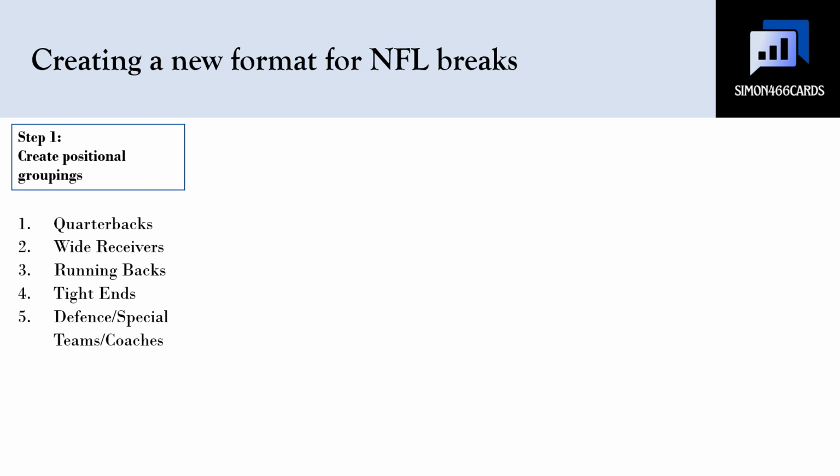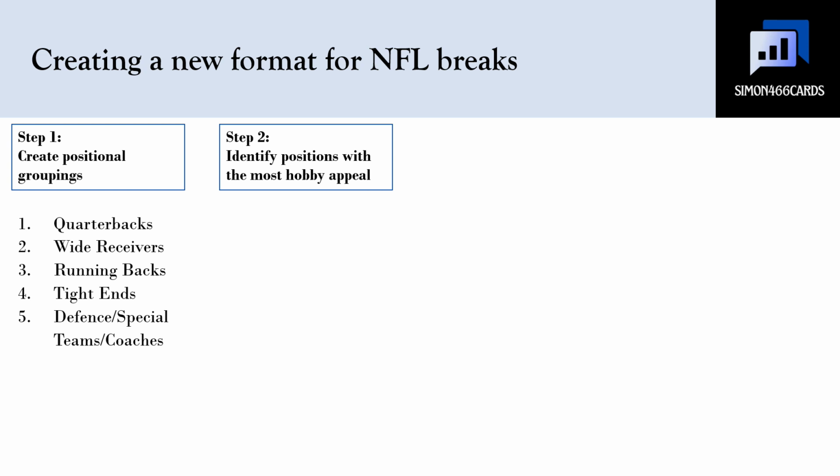So how would this work? Let's create a new format. Step one, we need to create positional groupings, as I mentioned. So, group one, quarterbacks, group two, wide receivers, group three, running backs, group four, tight ends, and then group five is what I'm calling my catch-all: defense, special teams. Sometimes a coach card might even get thrown in there. So that's group five, right?